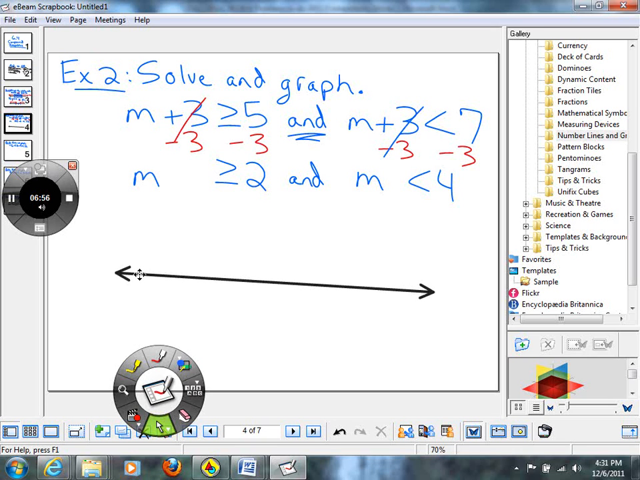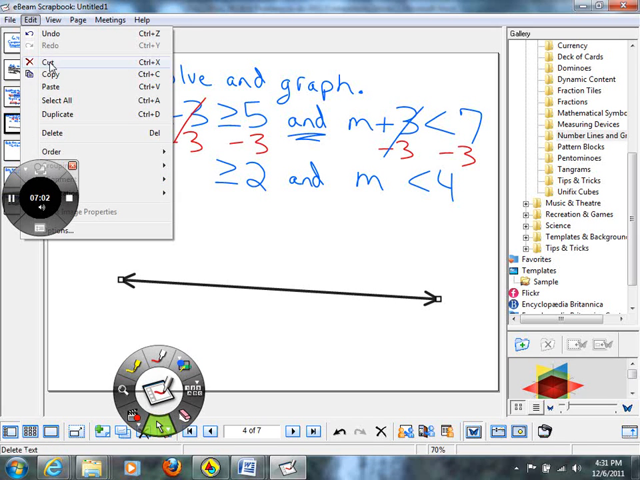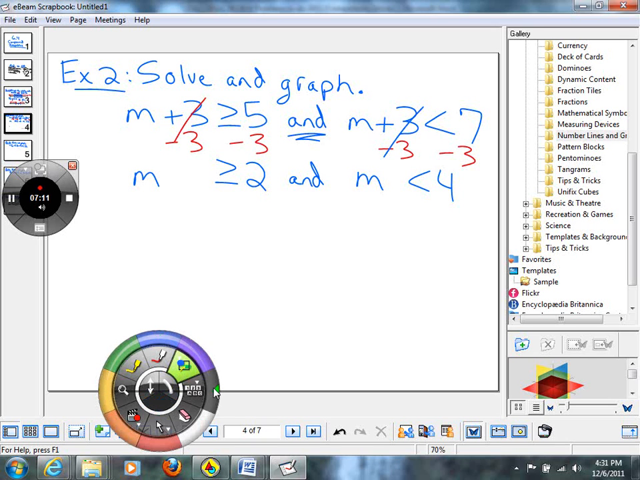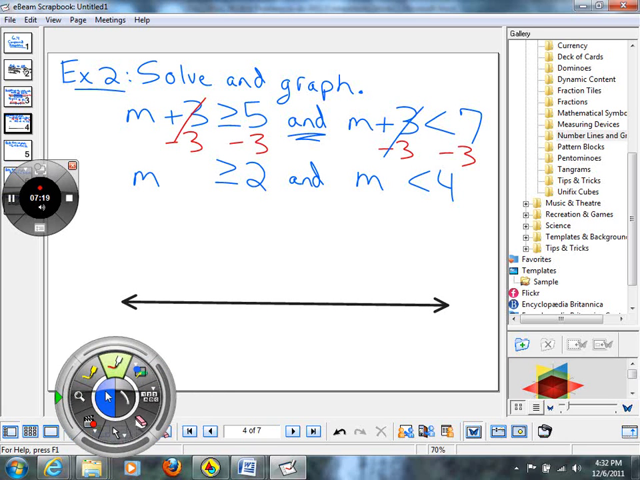And let me make this a little straighter. Actually, I might need to get rid of this line too. It's a little crooked. Okay. So let me make a new line here. Make it black. All right. Okay. So now let's start graphing.